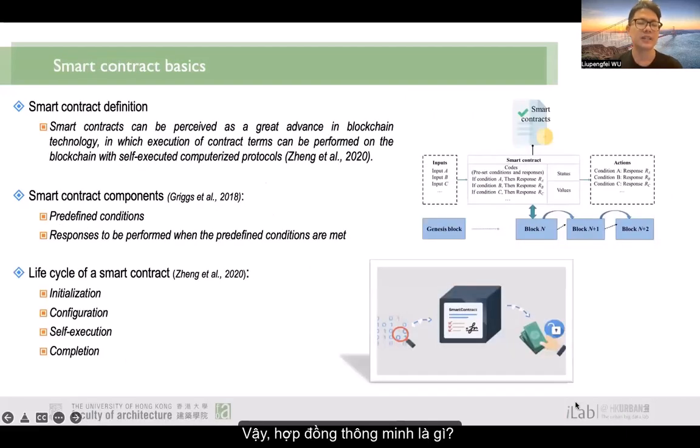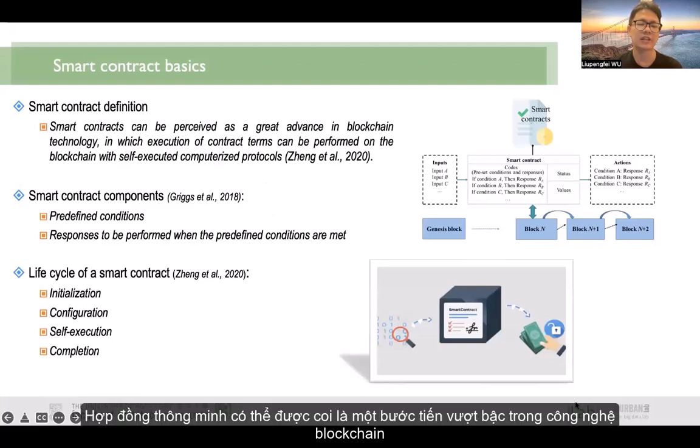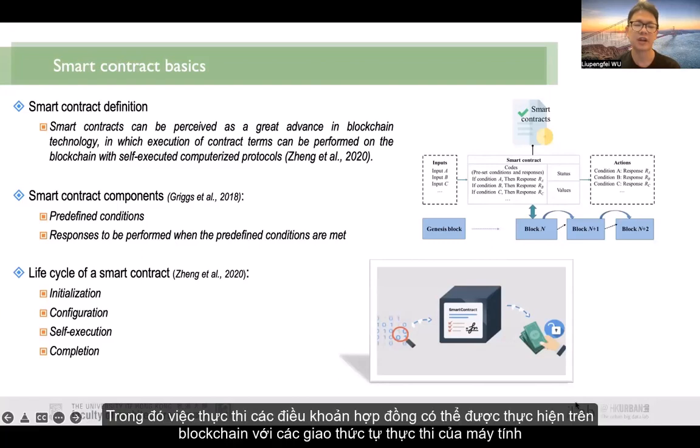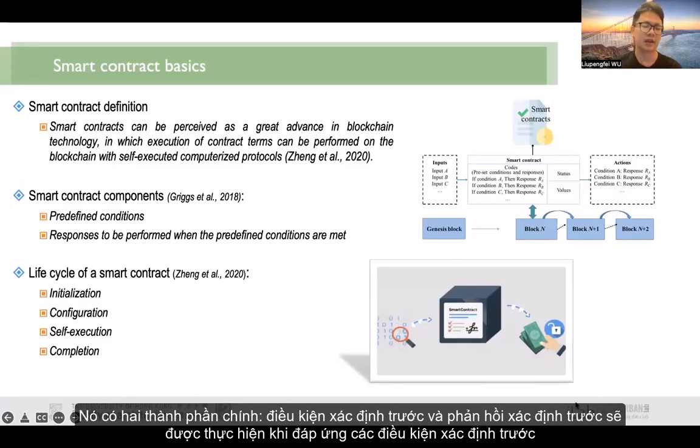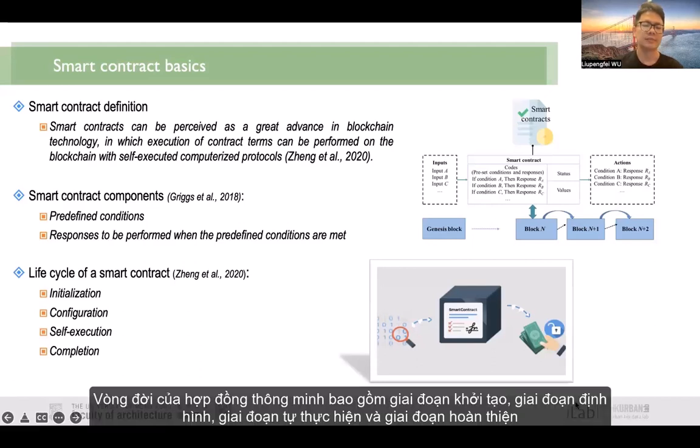So what is a smart contract? A smart contract can be perceived as a great advancement in blockchain technology, in which the execution of contract terms can be performed on the blockchain with self-executed computerized protocols. It has two major components: the predefined conditions and the predefined responses to be performed when the predefined conditions are met.